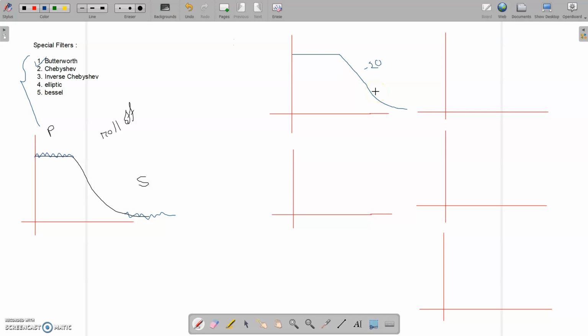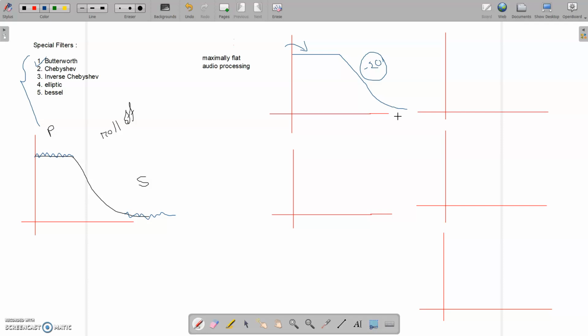This is very widely used, and we call it maximally flat, because we have this flat surface. Maximally flat. This is widely used in audio processing. Audio processing is where the Butterworth filter is most widely used. Here we had 20 decibel roll off.